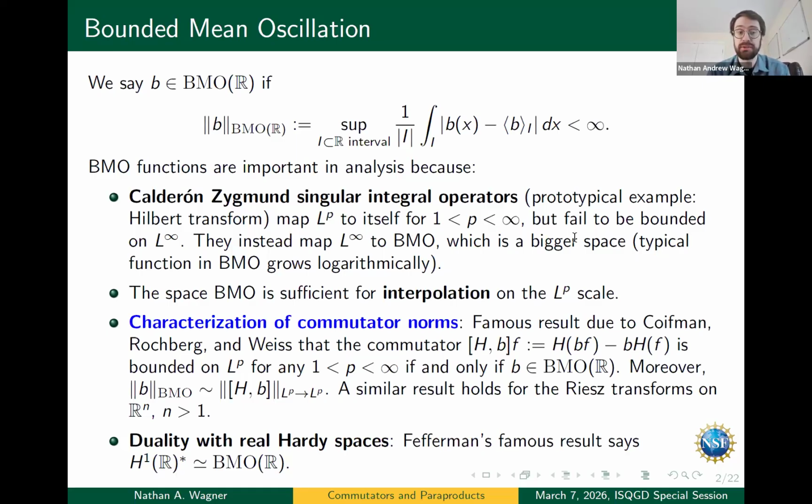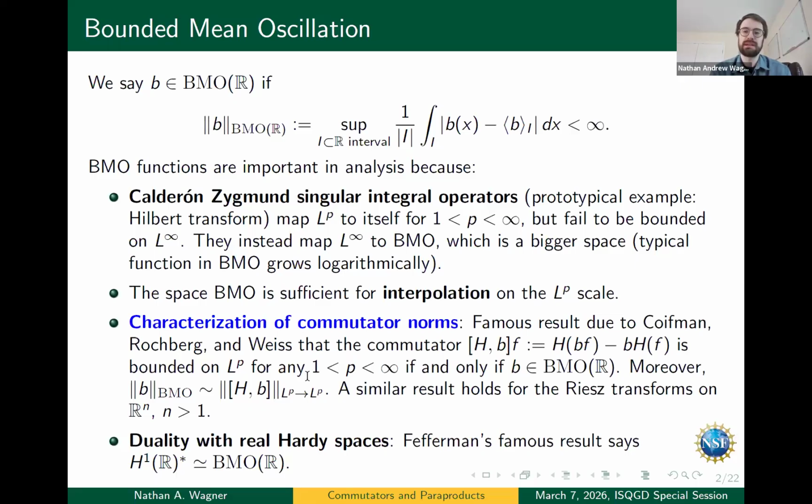There are functions in BMO that are not bounded, though every bounded function belongs to BMO. And the typical example of a function in BMO grows logarithmically. So functions in BMO can't grow very fast. They can't grow, for example, polynomially, but they can grow logarithmically. This space BMO is also important because it's sufficient for interpolation on the L^p scale. So if you want to interpolate with an endpoint estimate and another endpoint estimate to get strong type estimates in the middle, the BMO estimate is enough to do that.